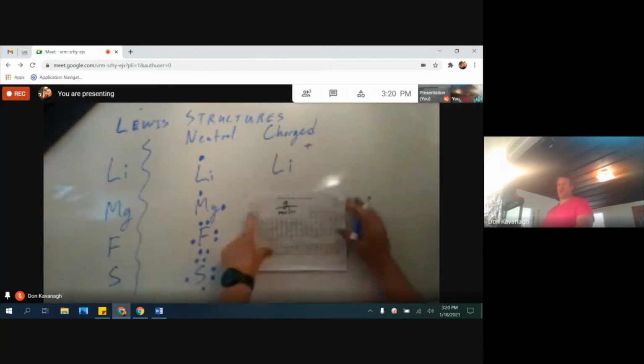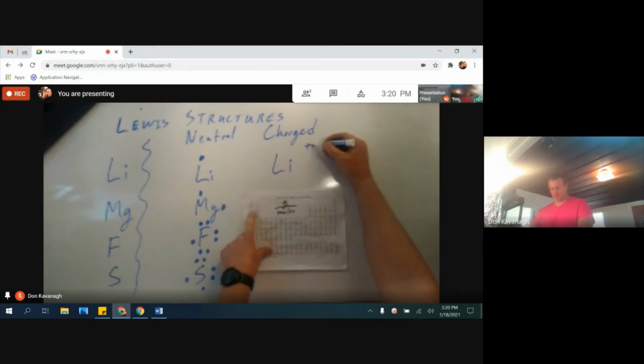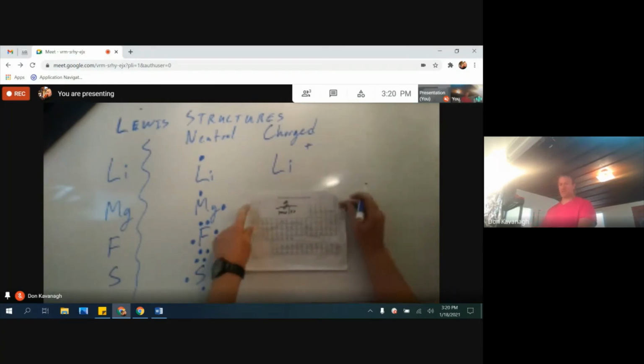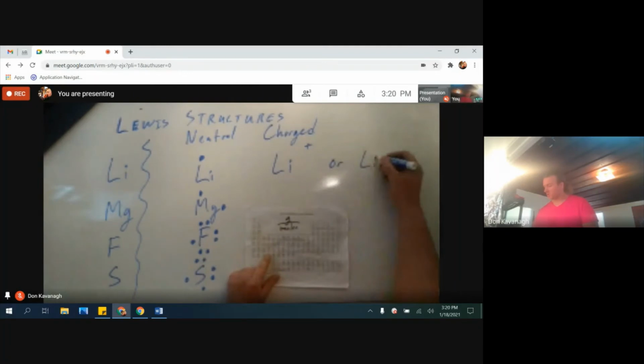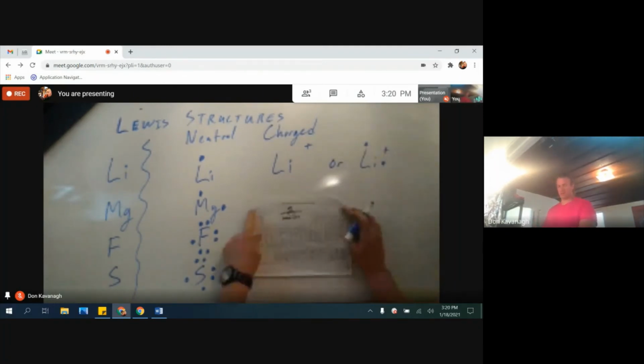Now, if lithium lost that solo electron, it's going to become positively charged. And the onion has been peeled, and that inner shell of electrons is exposed. Now, you can see it written like this with just a plus sign, or you may see it drawn like this, where those 2 inner electrons are now the valence.